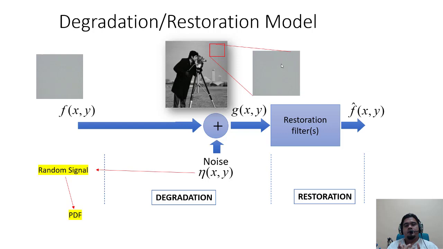The reason why we take the plane surface to investigate the noise is that theoretically, if our plane surface here is our f, which is free from noise, then if we generate the histogram, you can only see a single bar there.